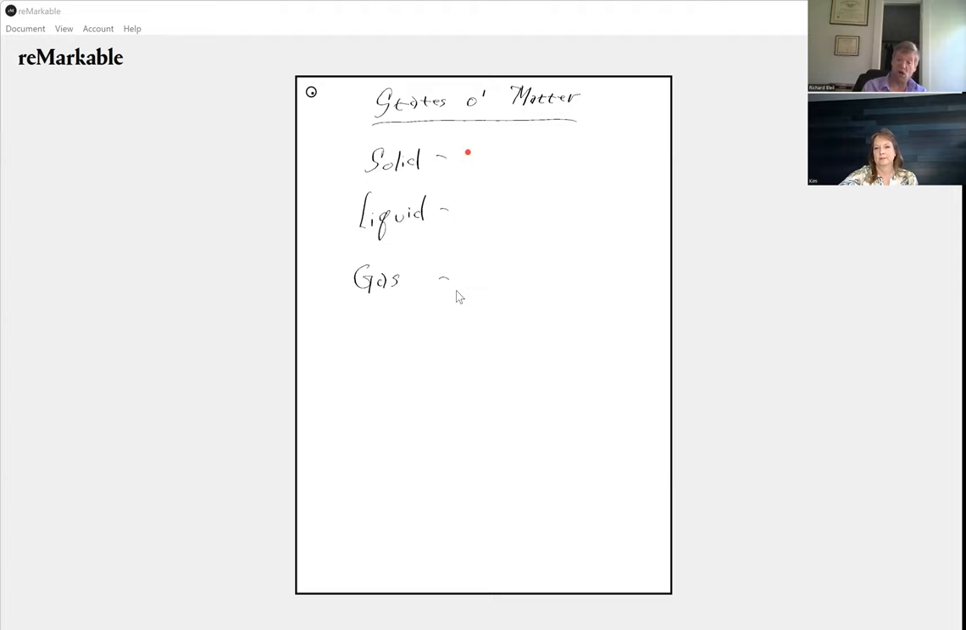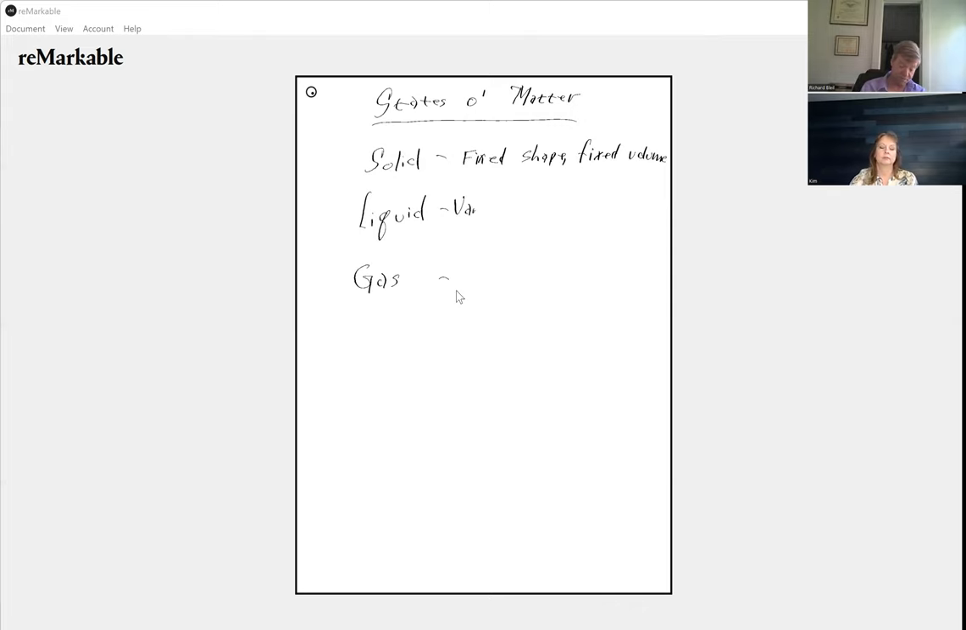Solids, as you recall, have fixed shape. We talked about this, right? And fixed volume. This chair that I'm sitting in is a solid. It is useful as a solid because every time I come in this room, I know it will be in the shape of a chair. And because it's fixed volume, it's not going to be bigger than it was yesterday. It's not going to be smaller. It's going to be the exact same size every time.